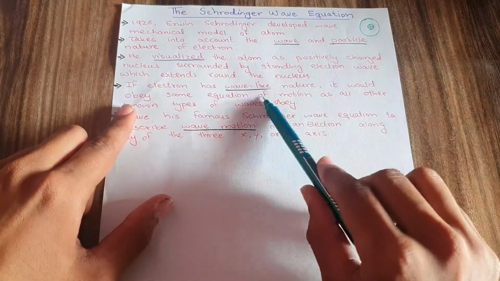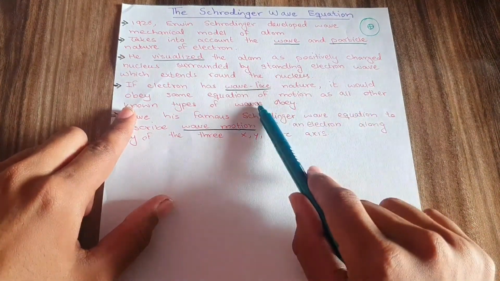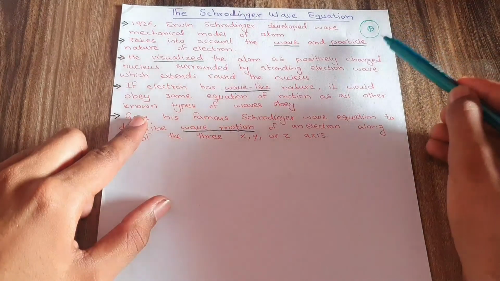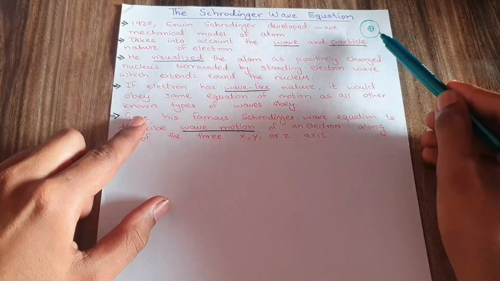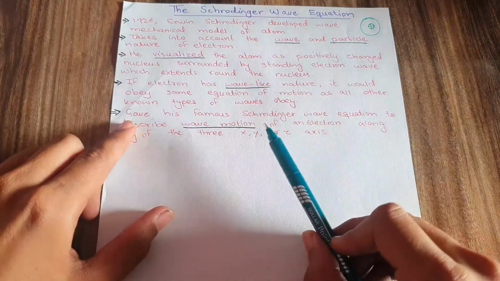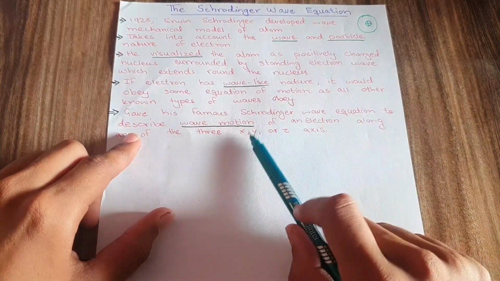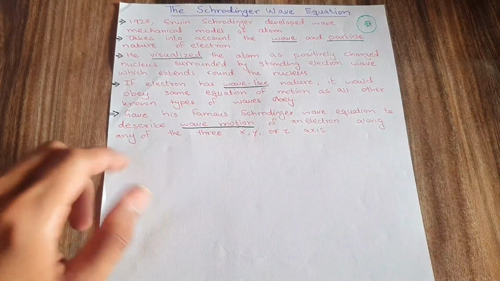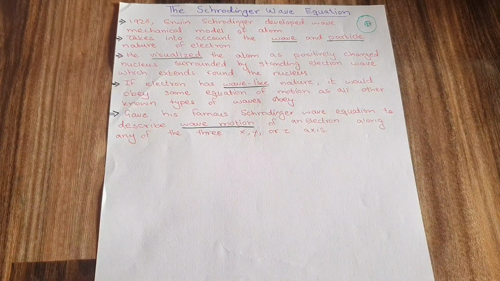If we say that the electron has a wave-like nature, it would obey the same equation of motion as all the other known types of waves obey. So if we are taking the electron as a wave, it is possible that it would follow all the laws that are obeyed by waves. Moving on, Schrodinger gave his famous Schrodinger wave equation to describe the wave motion of an electron along any of the three x, y or z axes. So how did he do that?